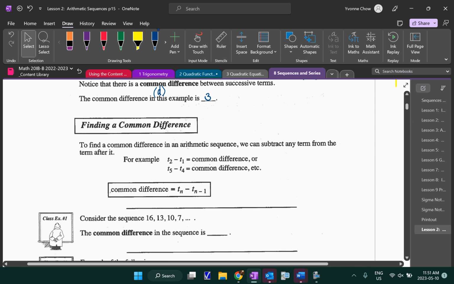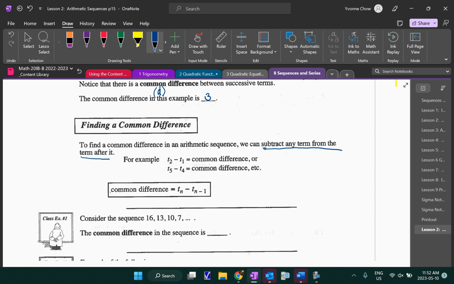To find the common difference, we can subtract any term from the term after it. So term 2 minus term 1 is our common difference, or term 5 minus term 4. In this notation, d, our common difference, is equal to any term minus the term before it. The term before tn is n minus 1. So tn minus tn-1 would be our common difference.